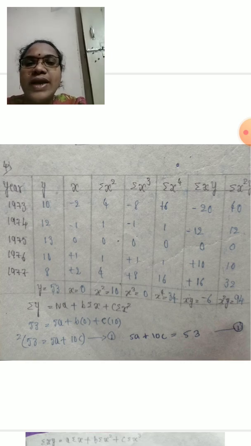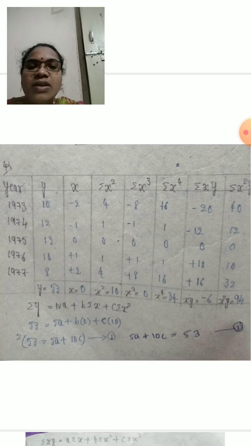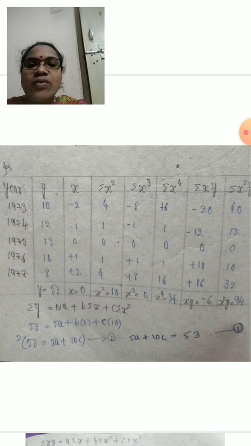Sigma x into y: 10 into -2 is -20, 12 into -1 is -12, 13 into 0 is 0, 10 into 1 is 10, 8 into 2 is 16. The total of sigma xy is -6. Now sigma x square y: 10 into 4 is 40, 12 into 1 is 12, 13 into 0 is 0, 10 into 1 is 10, 8 into 4 is 32.